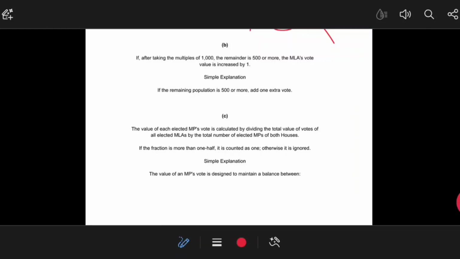Now, if after taking the multiples of 1000 the remainder is 500 or more, the MLA's vote is increased by 1. That is the simple explanation: after finding the number for the MLA, if there is a remaining population of 500 or more, then 1 extra vote will be added.